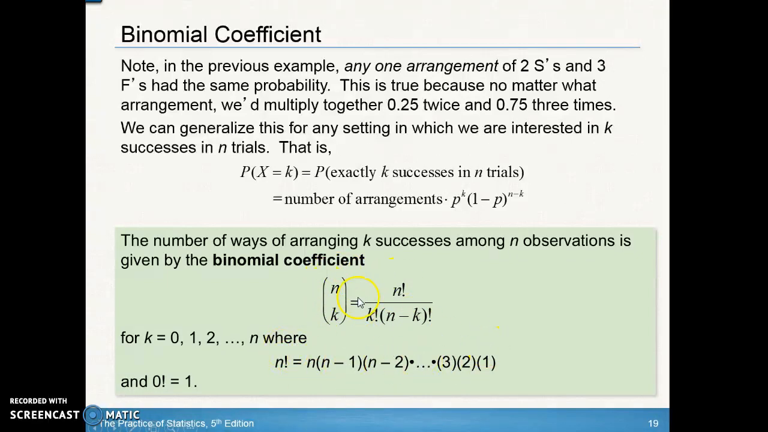Your graphing calculator will do this for you so you don't have to write this out every time. And understand that 0 factorial is basically 1, and the reason that it's 1 is because if I want 0 successes, there's only one way to do that.